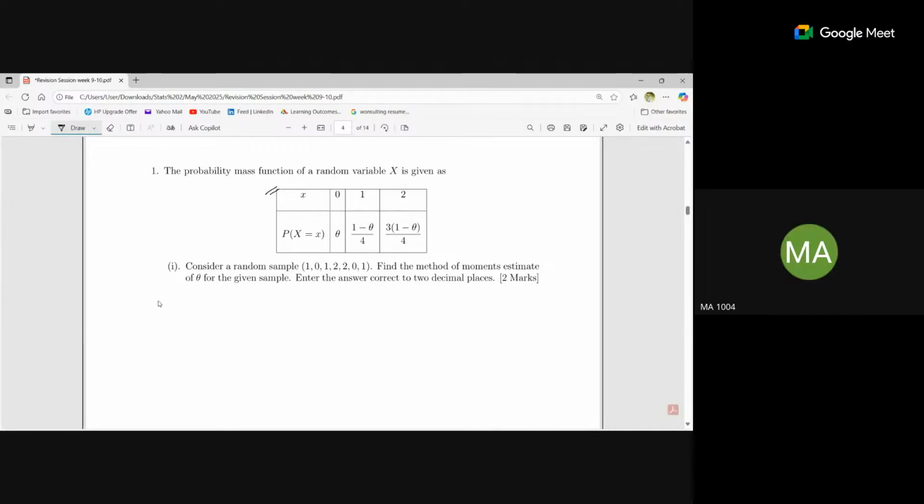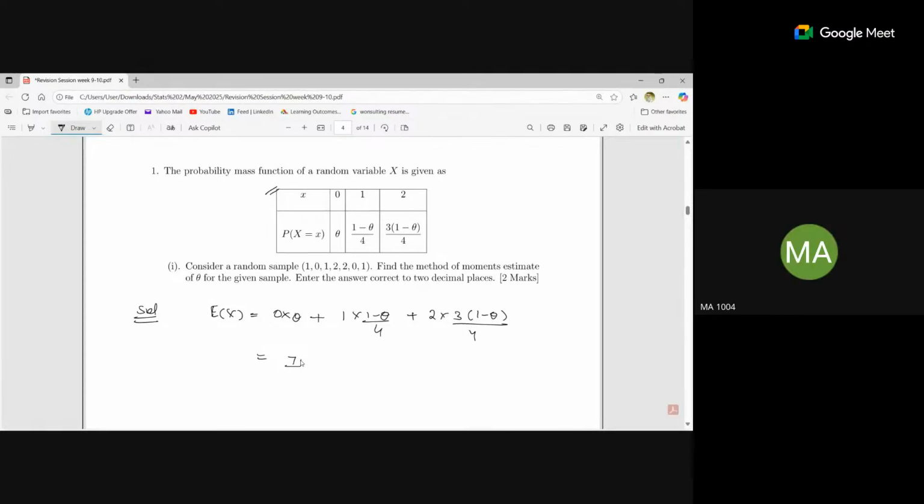Okay, so how did you solve this question? Can you tell me the steps? First, I found the sample mean is 1. Okay, just a second. Shavani, you can go ahead. First, I found the expectation of this x. How did you find the expectation? 0 into theta plus 1 into 1 minus theta by 4 plus 2 into 1 minus theta by 4, plus 3 into 1 minus theta by 4. Yes, so this is how you calculate the expected value. This expected value is coming out to be 7 minus 3 theta by 4.